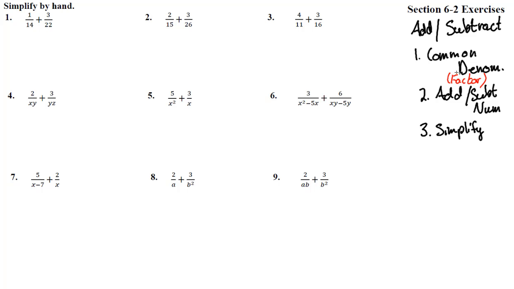Once we do that, then we're able to multiply either this fraction or both by something that will give us common denominators. Then we can add or subtract the numerators by keeping that common denominator and then simplify it if possible. So let's go ahead and do that.